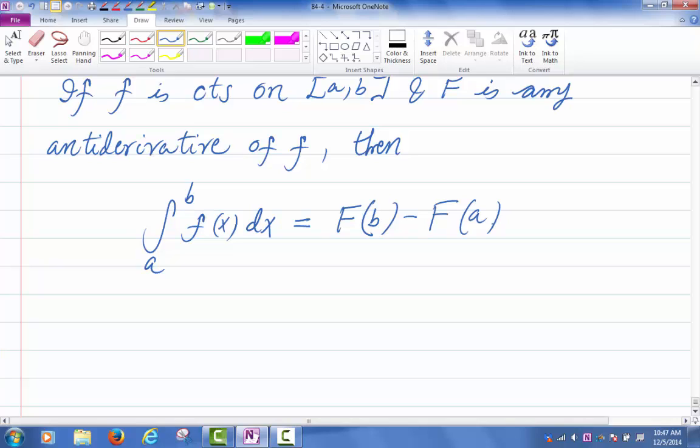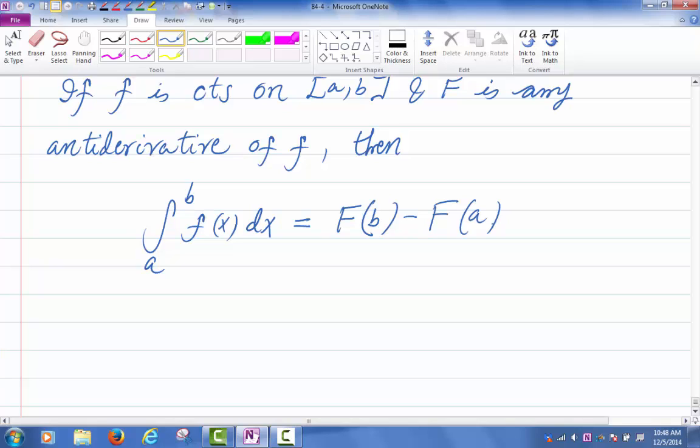Now notice that this is exactly what we did. Remember, for the bug motion, we said when I integrate from a to b of v of t, if I integrate the velocity function, I get what? Net displacement, right? So if you think of F as the velocity function, what is F of b minus F of a? Position at b minus position at a, which is the net displacement, right? You see that? So again, what this is saying is that you look at the antiderivative, evaluate the antiderivative at the upper limit, lower limit, take the difference. And that's the value of the integral.